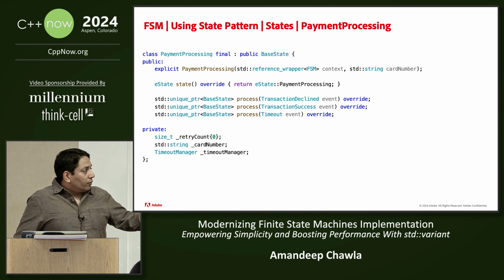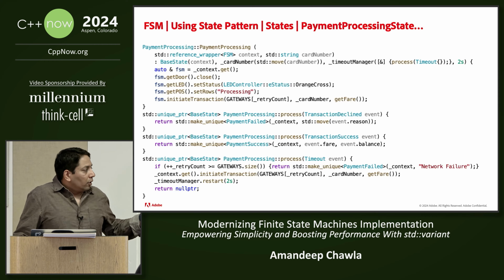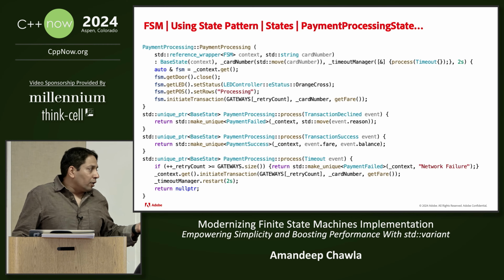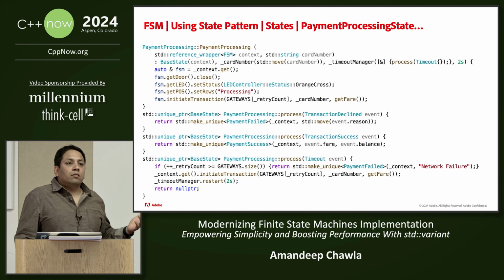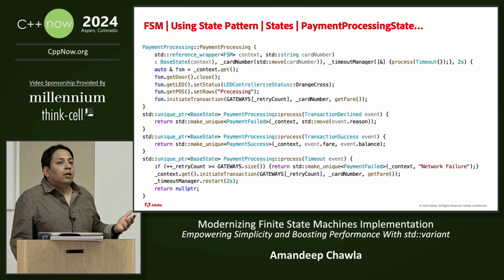Transaction declined, which moves it to payment failed. Transaction success, which moves to payment success. And on timeout, again the logic is if retry, I increment the retry count. If it is less than all the gateways, I keep on retrying. Otherwise, I will move to the payment failed state. So this was one of the complex ones.